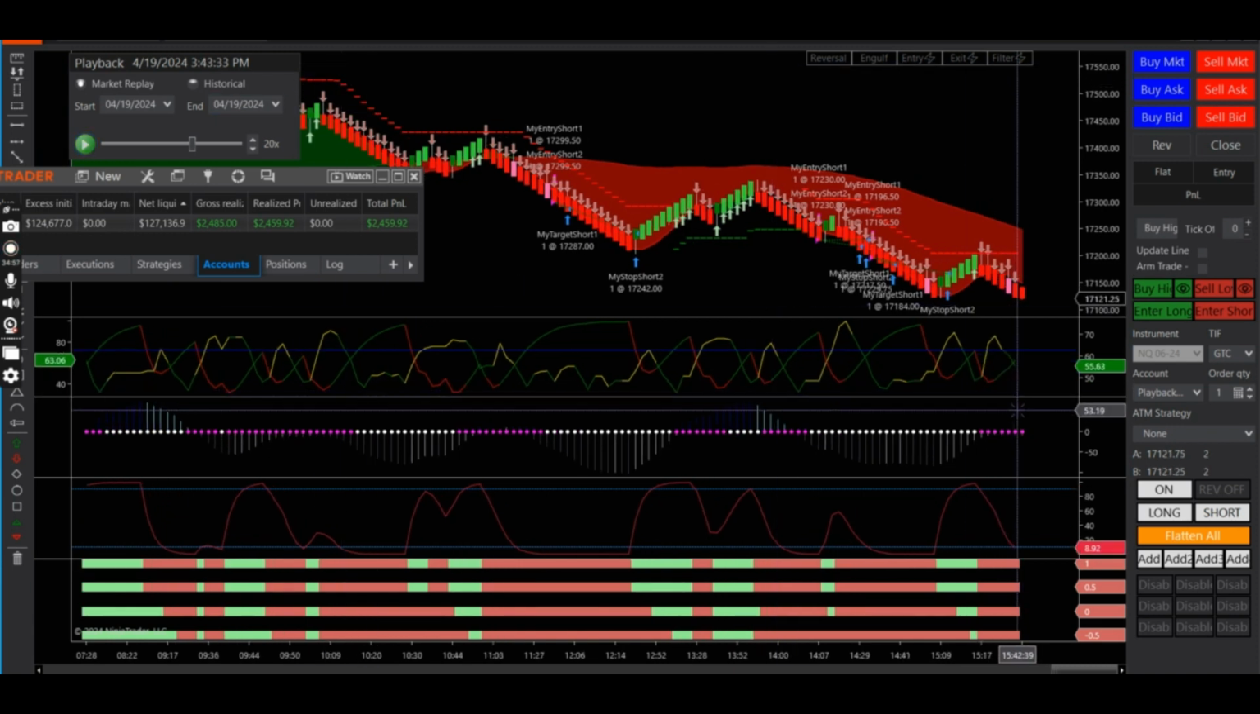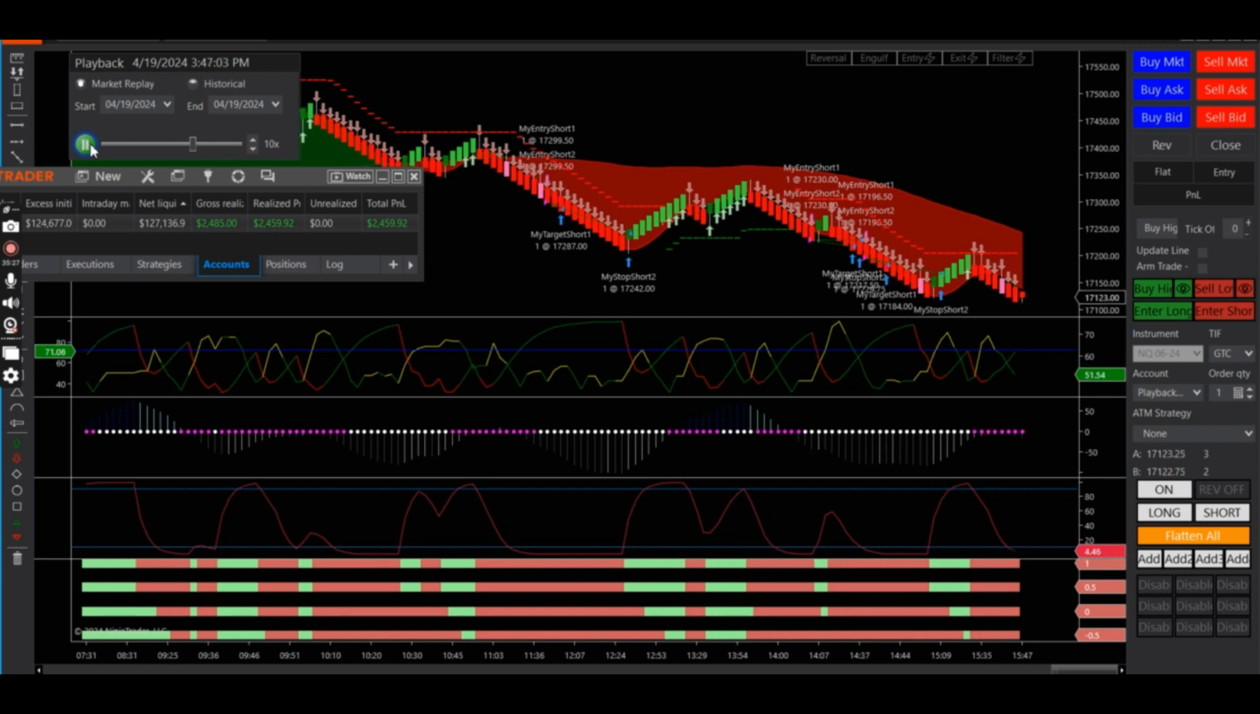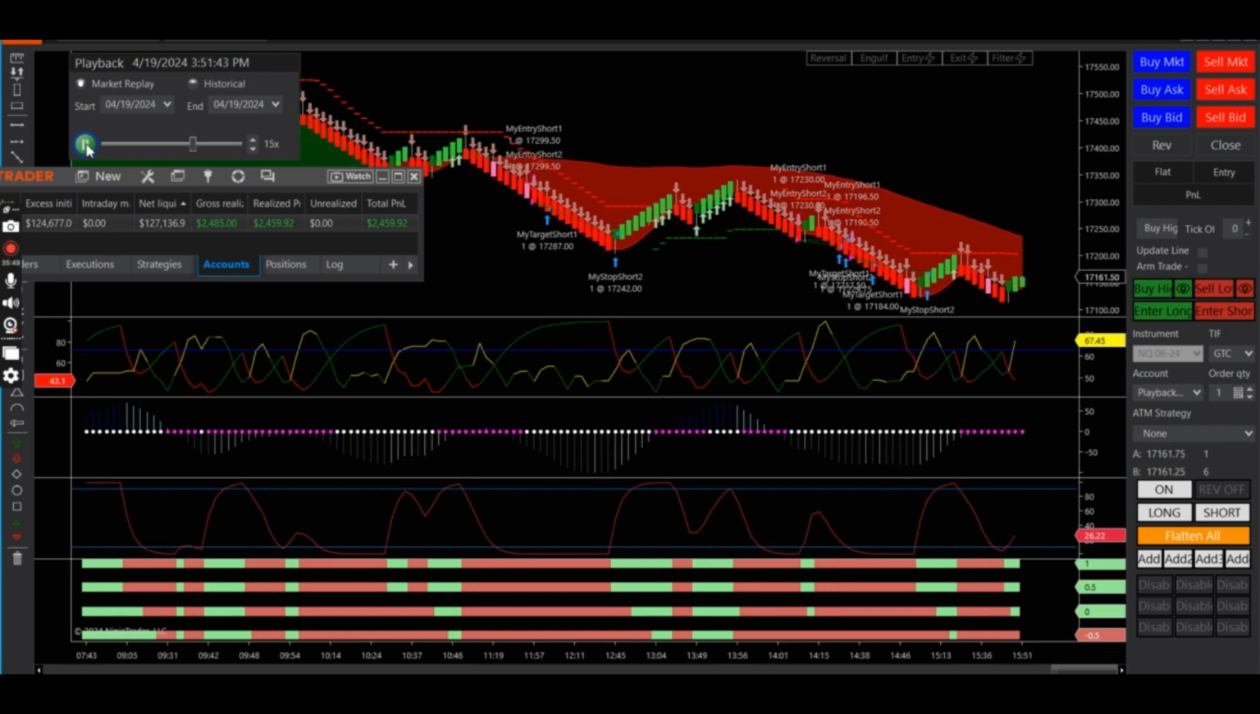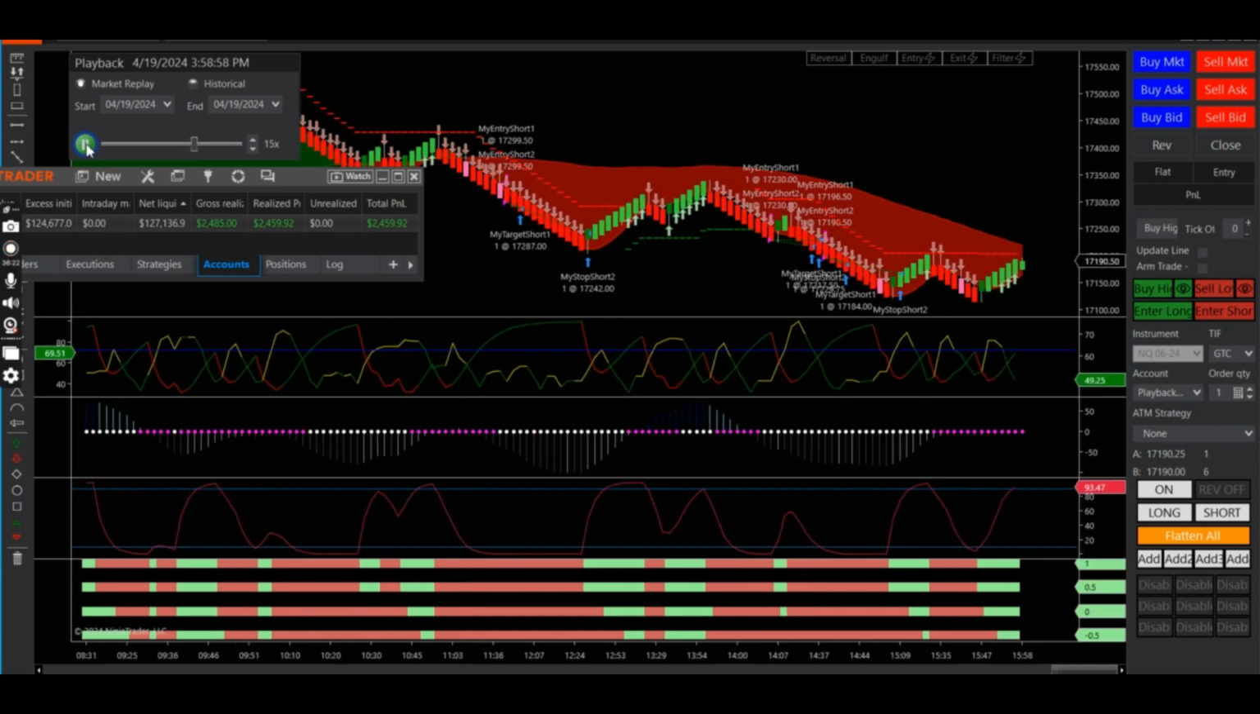Just got this cross right here, still in the squeeze, not quite in the overbought zone. So let me just let it play some more and see what happens. Actually, let me reduce the speed. Let's see if I can make some more profit with 45 minutes left. Nope. Okay, we just got a little bit more than 30 minutes remaining in the trading session. I'm going to go all the way till 4:30.